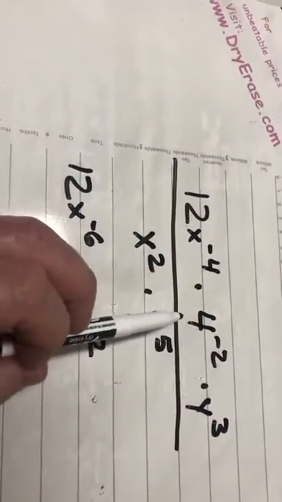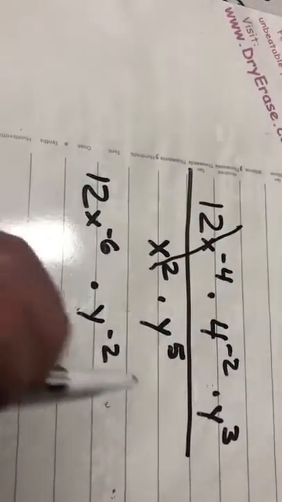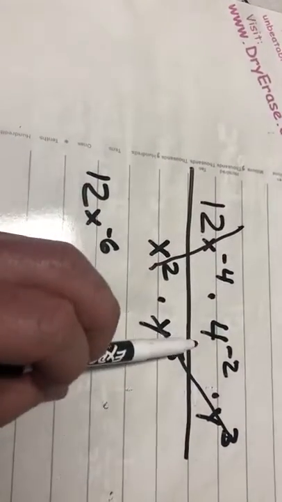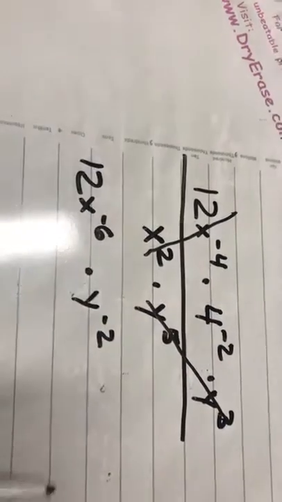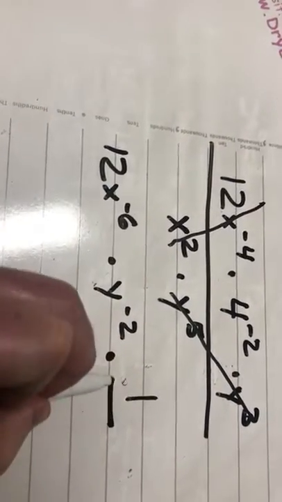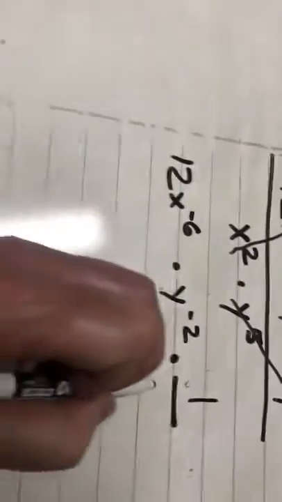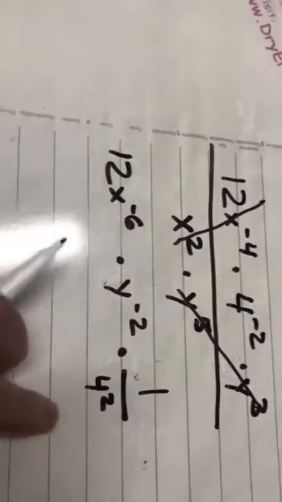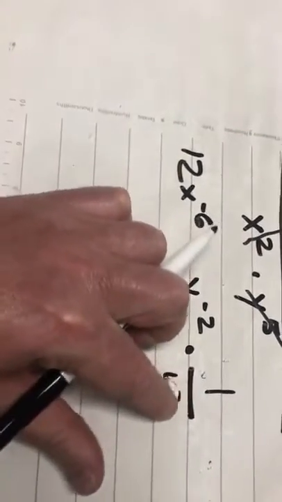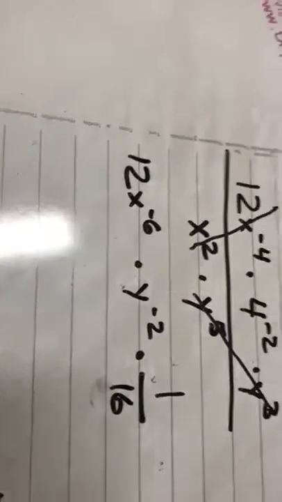The other part is this 4 to the power of negative 2. So we've taken care of that. That's the 12x to the power of negative 6. We've taken care of that. That's the y to the power of negative 2. We have 4 to the power of negative 2, and remember what that's going to be. It's a negative exponent that we turn into a fraction with 1 as the numerator. 1 over 4 to the power of 2. Now I know what 4 to the power of 2 is. That's 16, because 4 times 4 is 16. So I'm going to go ahead right now, save myself a little time later, and make that 16.